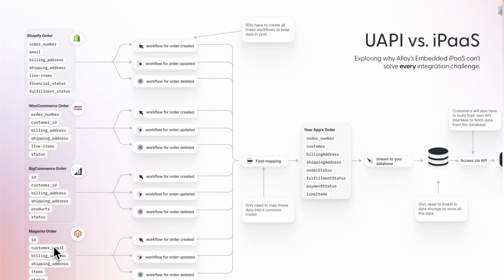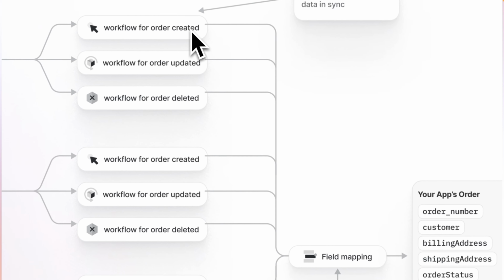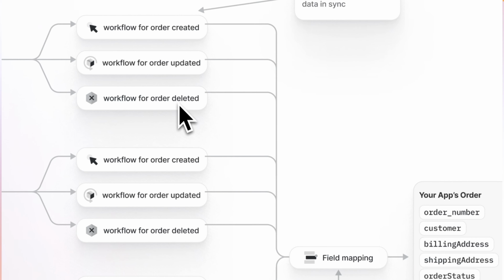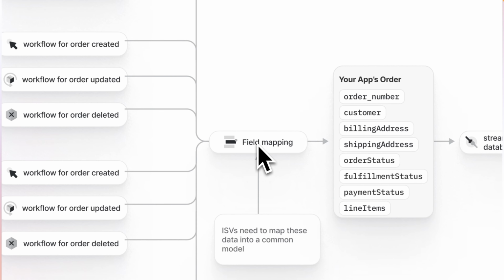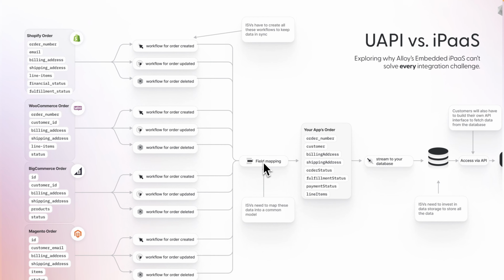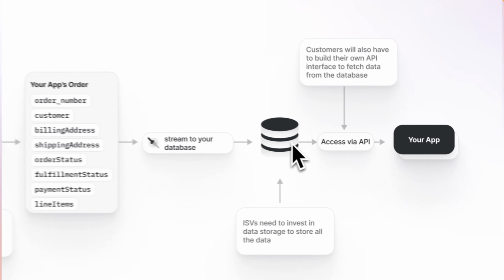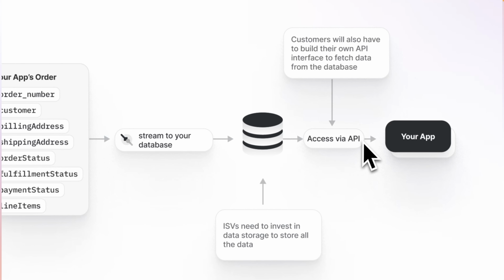Using embedded iPaaS, you would need to subscribe to each event possible manually. So that means building individual workflows for each of these flows. And then on top of that, you need to map the schemas for every single data flow. So we have several workflows here. Each of those workflows needs to have field mapping. And then once the field mapping is in place, you need to stream that information to your database or your data warehouse. And then finally, and only then, can you access that via an API.